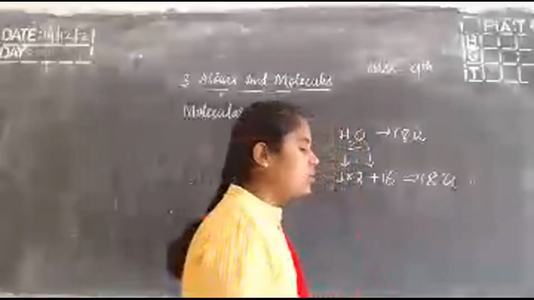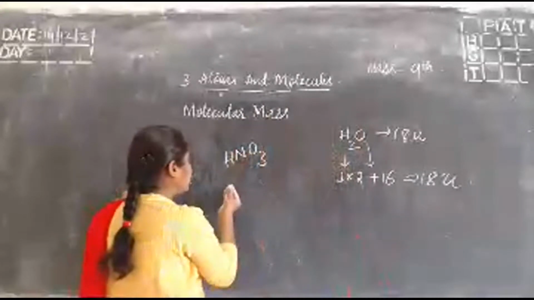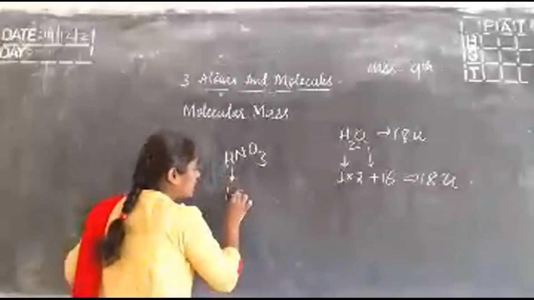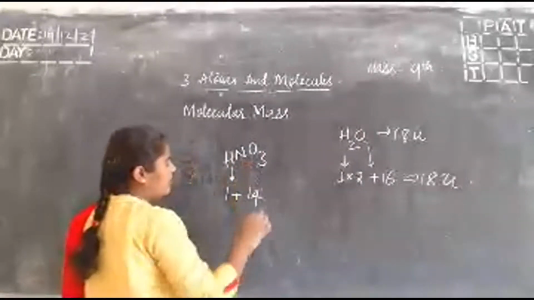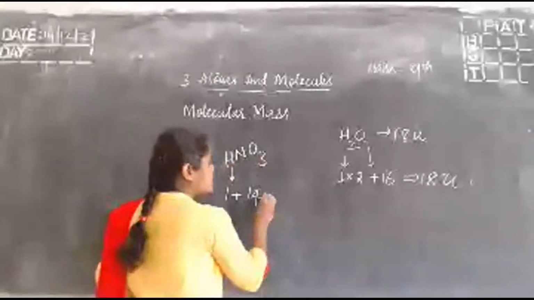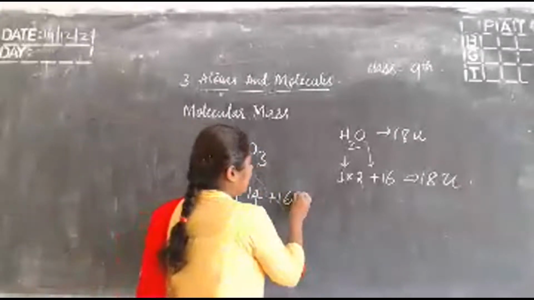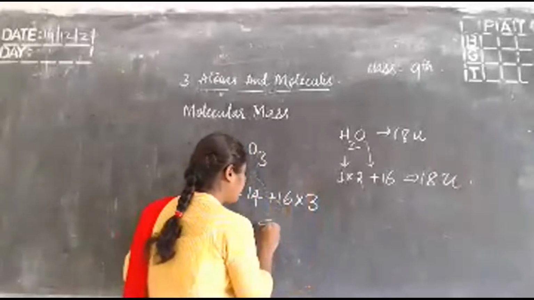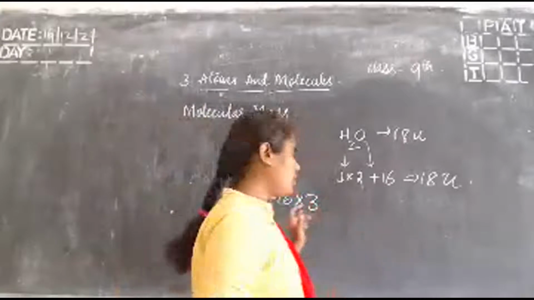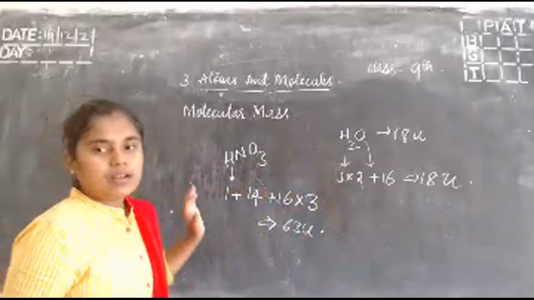Next is HNO3. So we calculate this. HNO3 has 1 hydrogen, and the atomic mass of nitrogen is 14. Then oxygen has 16 as its atomic mass, and it has 3 atoms. So we multiply it. Then if we add, we get 63 U. So this is about the molecular mass.